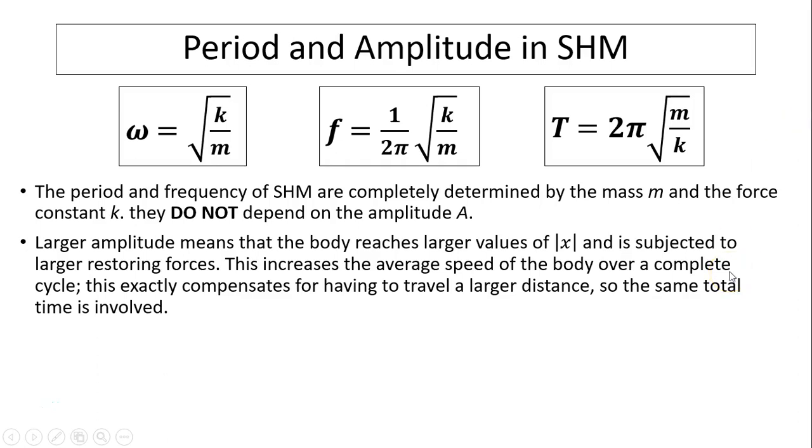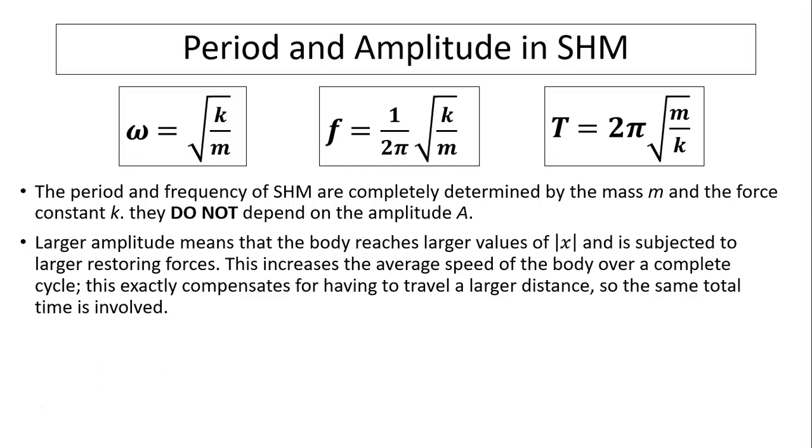Period and amplitude in simple harmonic motion. Omega equals the square root of k over m, and f equals 1 over 2 pi times the square root of k over m, and T equals 2 pi times the square root of m over k. So the period and frequency are completely determined by the mass and the force constant k. Period and frequency do not depend on amplitude A.